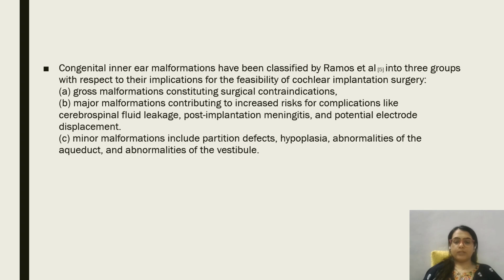Congenital inner ear malformations have been classified by Ramos et al. into three groups with respect to their implications for feasibility of cochlear implantation surgery. First group is gross malformations constituting surgical contraindications like labyrinthine or cochlear aplasia. Second group is major malformations like common cavity contributing to increased risk for complications like CSF leakage, meningitis, and potential electrode displacement. Third group is minor malformations like partition defects, aqueductal abnormalities, and vestibule abnormalities.